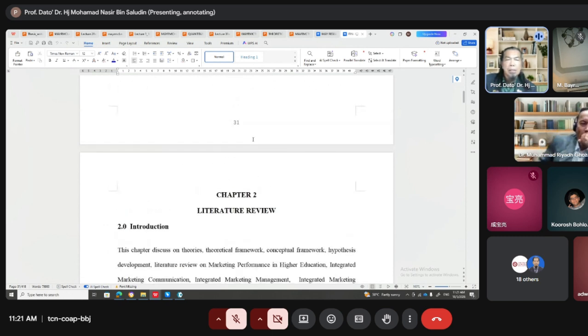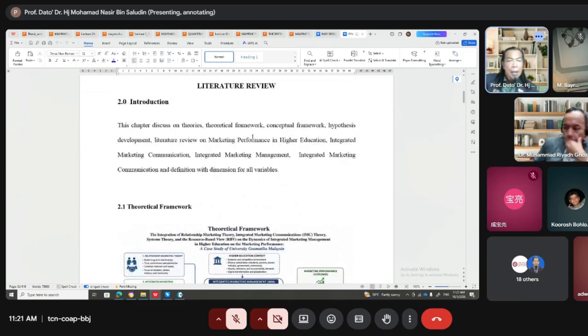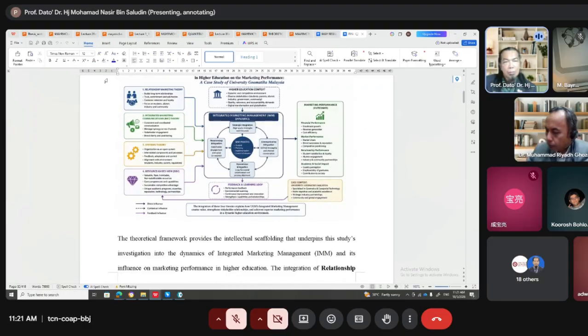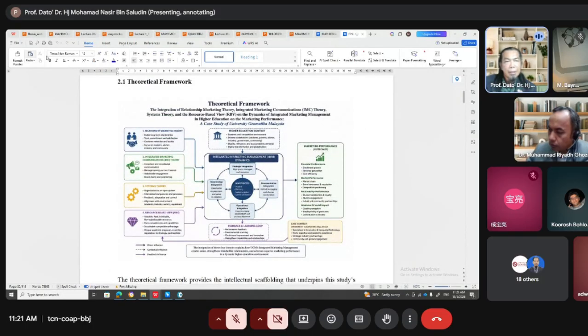Dato Nasir, we will have the viva at the end of this week. This is the theoretical framework. You see, a beautiful theoretical framework. It is the integration of relationship marketing theory, integrated marketing communication (IMC) theory, systems theory, and resource-based dynamic capabilities, applied to integrated marketing management in higher education and marketing performance. That is the relationship marketing theory. All four theories are here. They have indicators. The direct line is the direct influence. The dotted line is contextual influence. This is feedback influence. This is the dependent variable outcome.